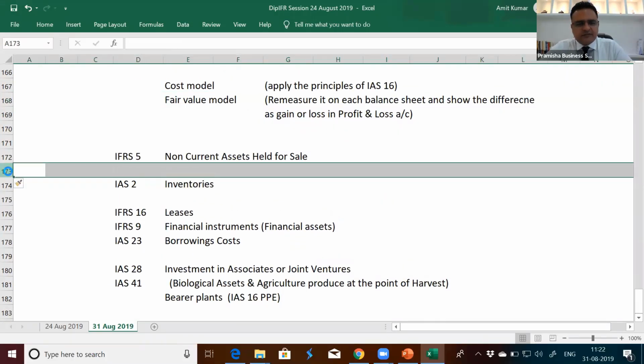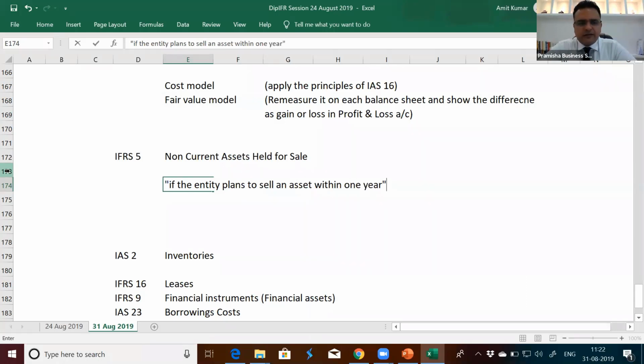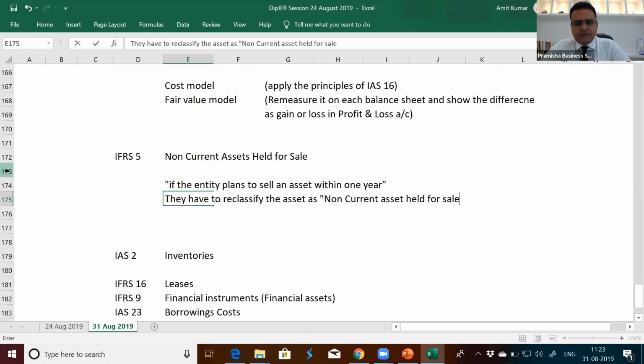Now, if the entity plans to sell an asset within 1 year, they have to reclassify the asset as non-current asset held for sale. What difference will it make to the readers of financial statements?